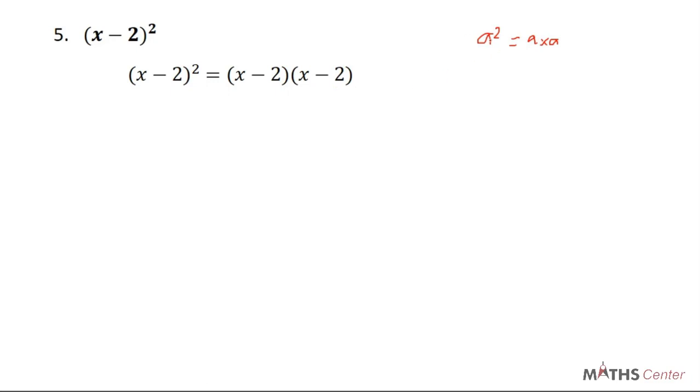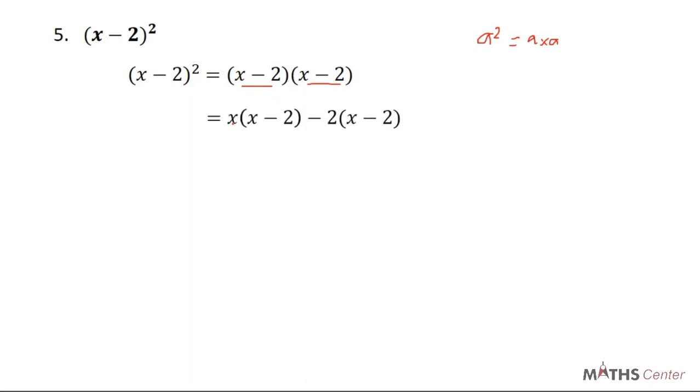So just as a squared is going to give us a times a, x minus 2 all squared is going to give us x minus 2 in one bracket, then x minus 2 in another bracket. So you can see from here that we have two binomials. So we do the multiplication as we have been doing all along. We distribute everything in the first bracket over everything in the second bracket.